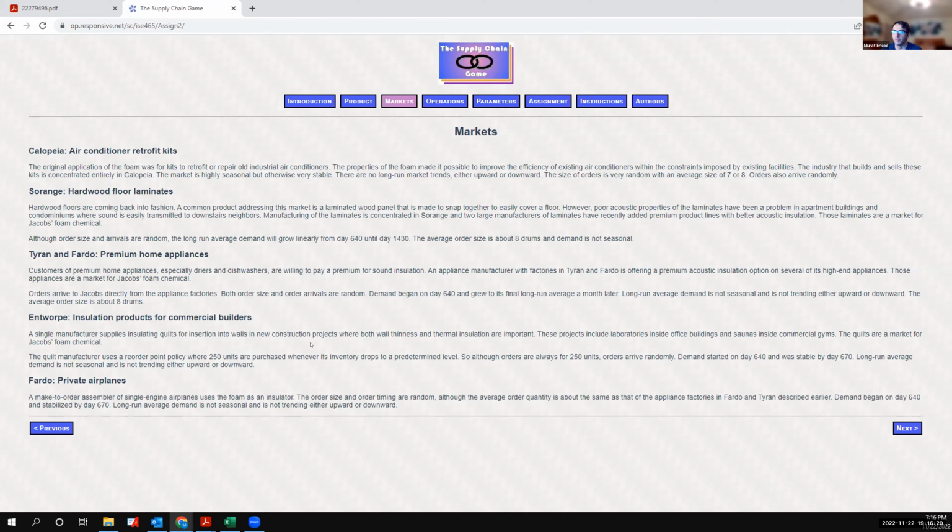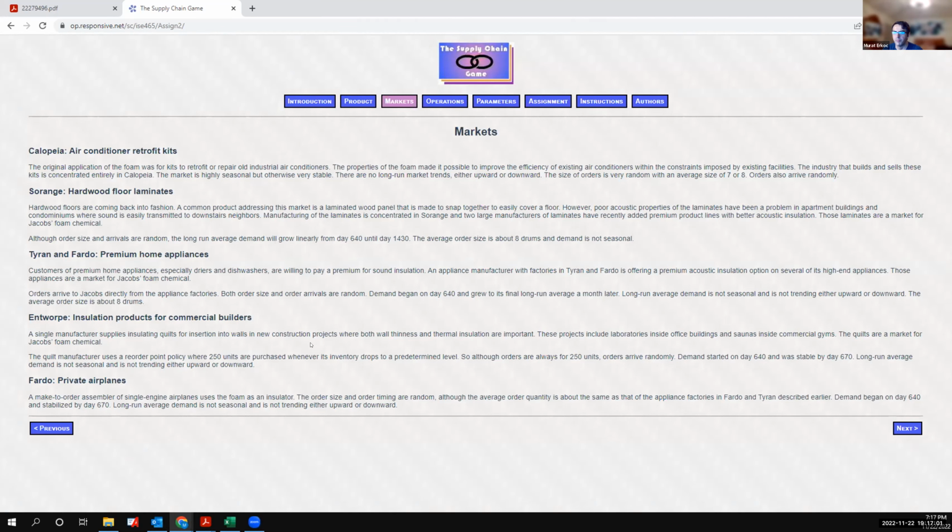Then there is another product, premium home appliances, and there is a market there from 2 markets actually, Tyron and Fardo. Orders arrive to Jacobs directly from the appliance factories. Both order size and order arrivals are random. Demand began on day 640 and grew to its final long-run average a month later. So it just increases for 1 month, then after that it is steady. Long-run average demand is not seasonal and it's not trending either upward or downward. The average order size is about 8 drums.